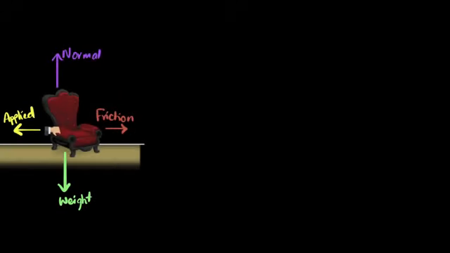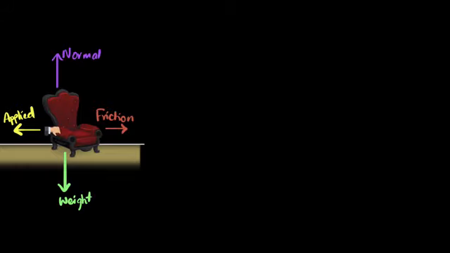Everything around us is being pushed and pulled in so many directions. For example, you may be pulling on a couch with your applied force, but friction will oppose that. Then there is gravity acting downwards, giving it its own weight, and then the floor is pushing up on it, giving it a normal force. So many forces acting in so many directions.